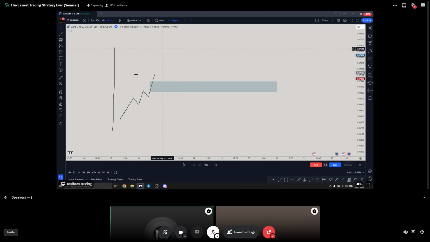Now, what are some of the entry approaches here? How can we enter? One of the entry types is when price comes back to this fair value gap.